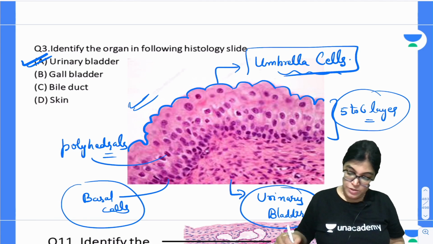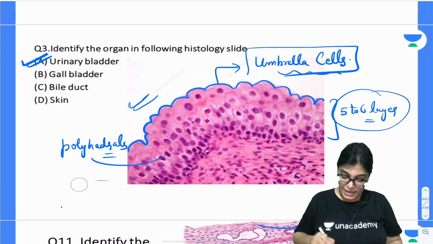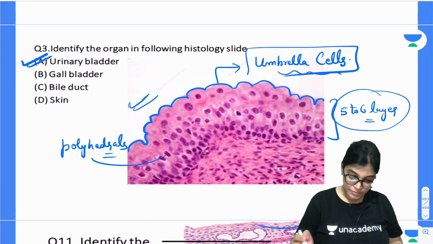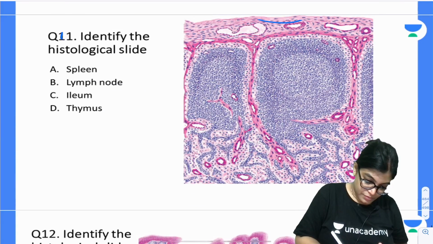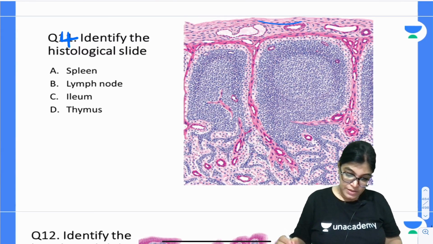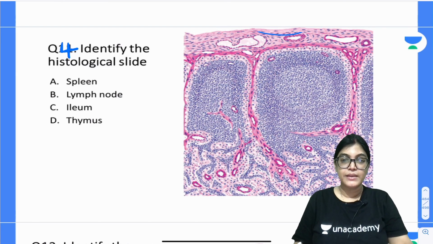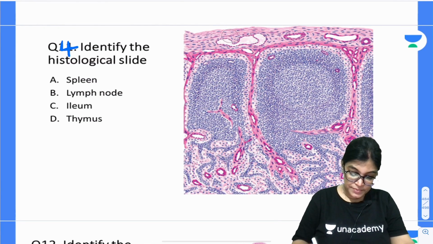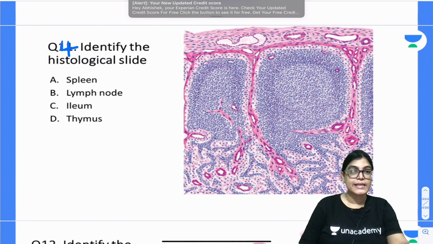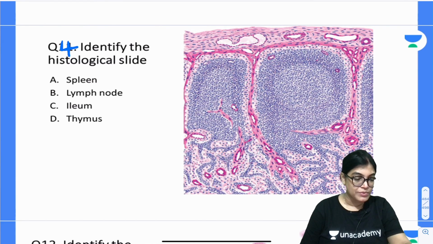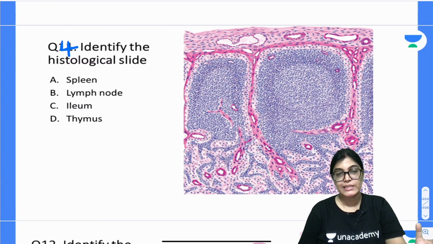So, my dear aspirants, we are done with this. Let's move on to the next, question number 4. Identify the histological slide, whether it is spleen, lymph node, or thymus gland. You can identify the slide. Take your time, you will get 30 seconds for marking the correct answer. Very nicely you can appreciate all the features required for targeting the correct answer. Identify the histological slide, whether it is a spleen, a lymph node, an ileum or thymus gland.